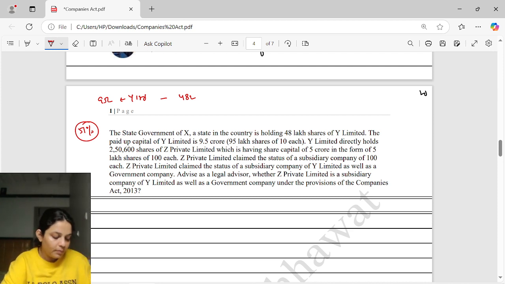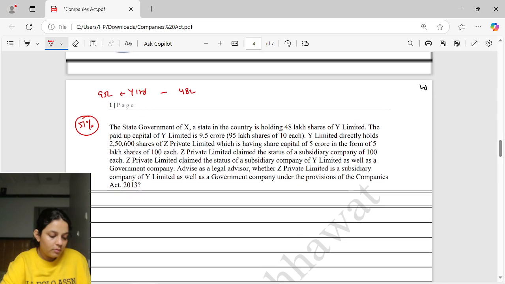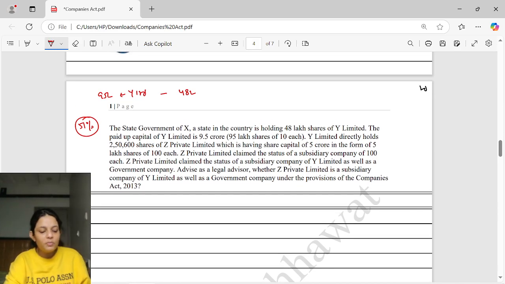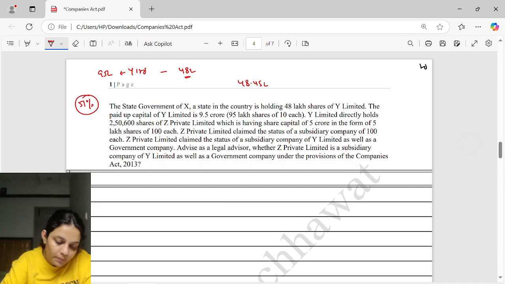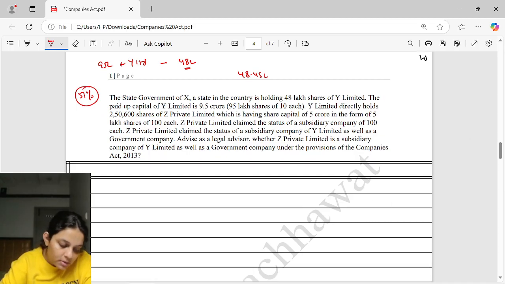50% would be 47.5 lakh, right? 47.5 lakh is 50%. What is 51%? Come on, calculate and tell me quickly. 48.45 lakh, right? Holding only 48 lakhs. So can we call it a government company? No. Y Limited directly holds.